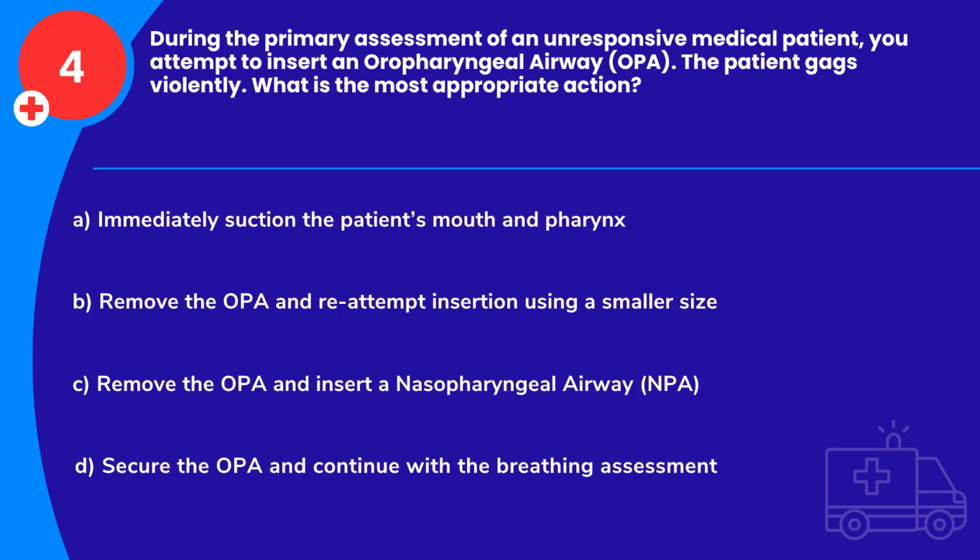Question 4. During the primary assessment of an unresponsive medical patient, you attempt to insert an oropharyngeal airway. The patient gags violently. What is the most appropriate action? A. Immediately suction the patient's mouth and pharynx. B. Remove the OPA and reattempt insertion using a smaller size. C. Remove the OPA and insert a nasopharyngeal airway, NPA. D. Secure the OPA and continue with the breathing assessment.